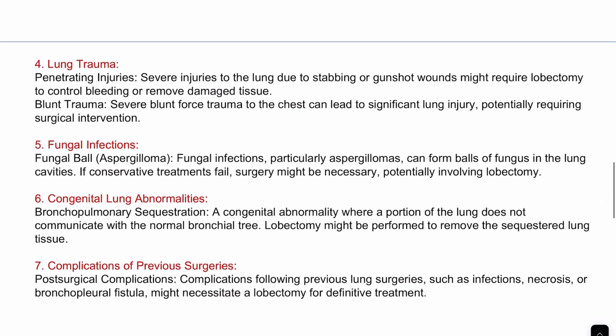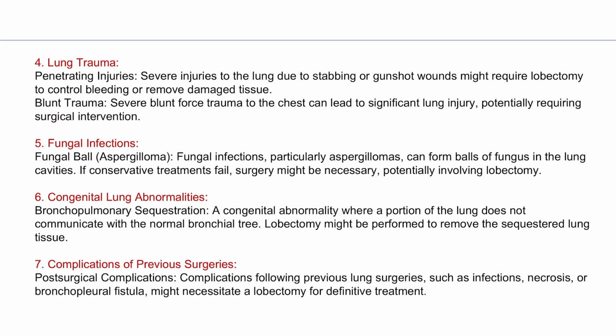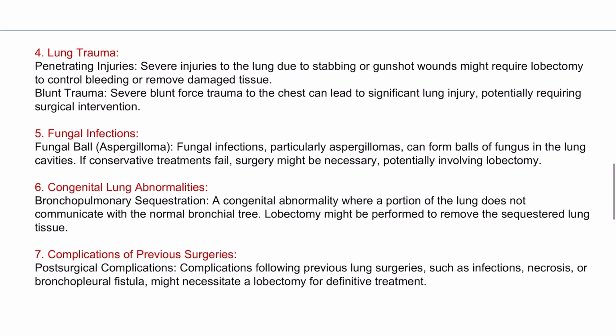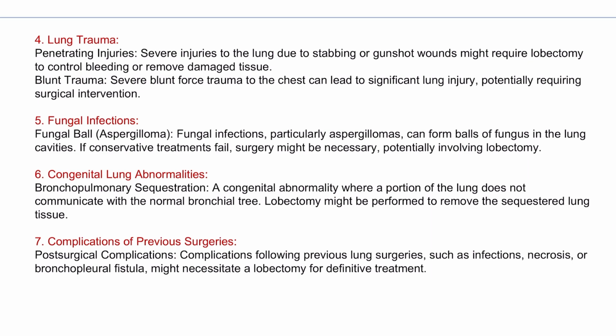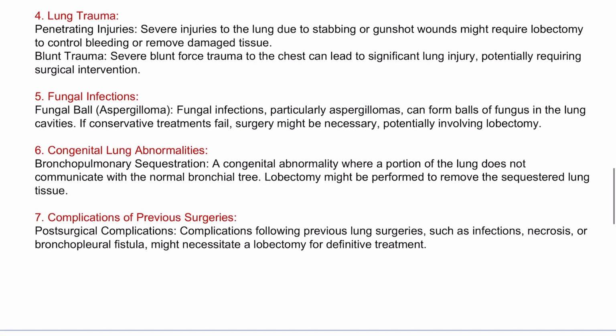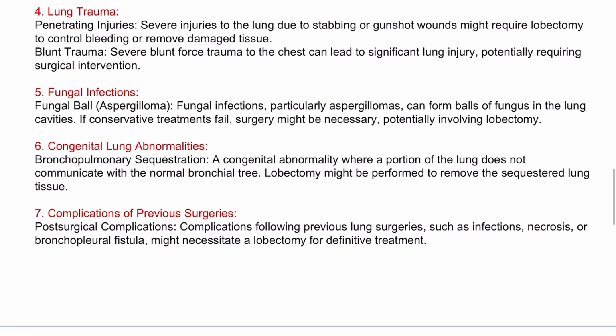Another indication is lung trauma. With penetrating injuries, severe injuries to the lung due to stabbing or gunshot wounds might require lobectomy to control bleeding or remove the damaged tissue. With blunt trauma, severe blunt force trauma to the chest can lead to significant lung injury, potentially requiring surgical intervention. Fungal infections like aspergilloma can form balls of fungus in the lung cavities, so if conservative treatment fails, surgery might be necessary, potentially involving lobectomy. Congenital lung abnormalities like bronchopulmonary sequestration are another indication.